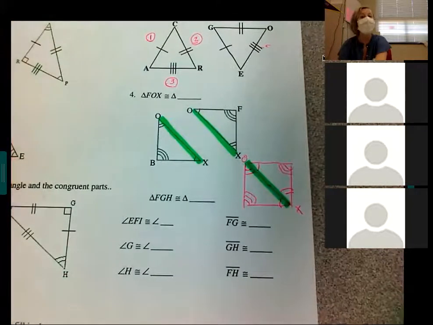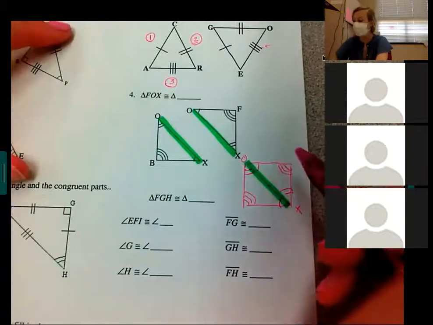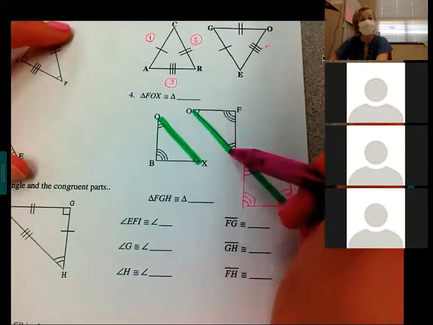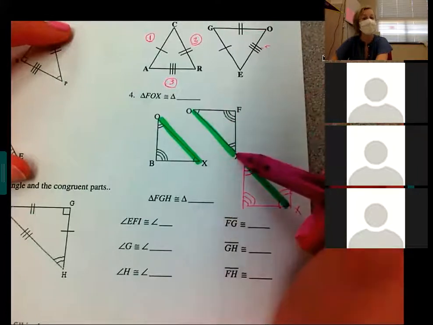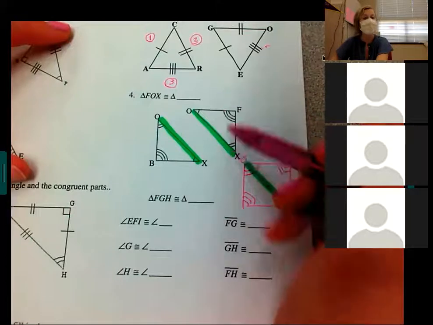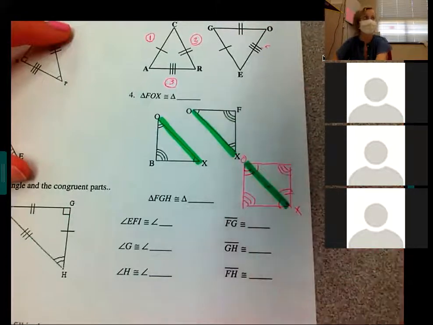Okay, who thinks they could name, so I'm telling you it goes F-O-X. F has 3 hashes, O has 1, X has 2. So 3, 1, 2, how would we name the triangle it's congruent to? Go ahead. BXO, 3, 1, 2.